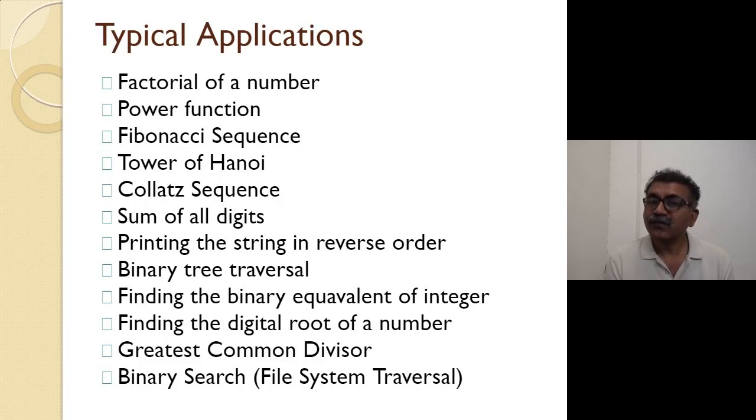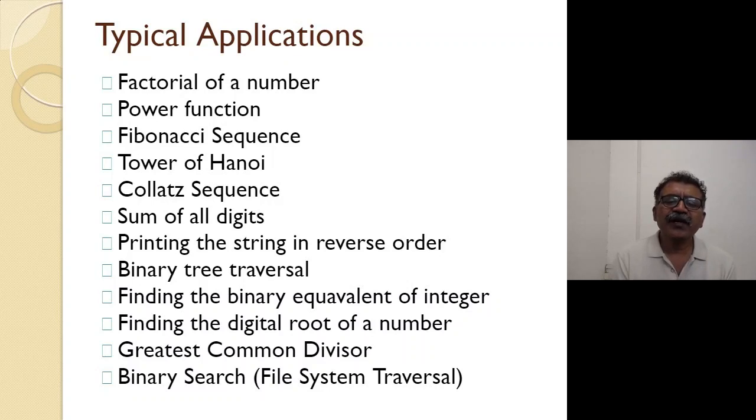Sum of all digits, very interesting. Okay. Sum of all digits again is a recursive mechanism. Printing the string in reverse order. This is also interesting. I will show you this one as well. Okay. Then binary tree traversal. This is not possible using iteration. Iteration means loop. Binary tree traversal has to be done using recursion.